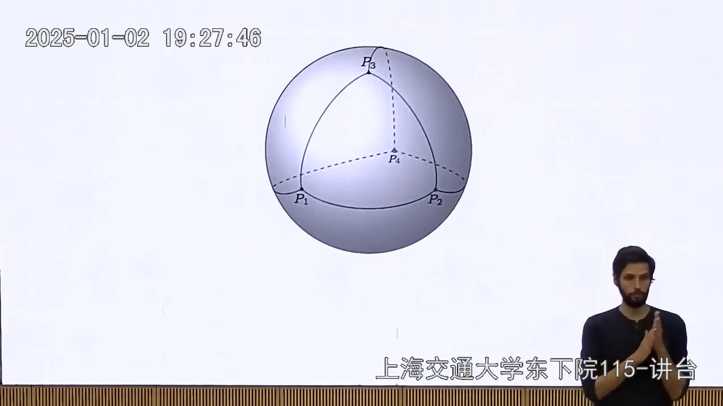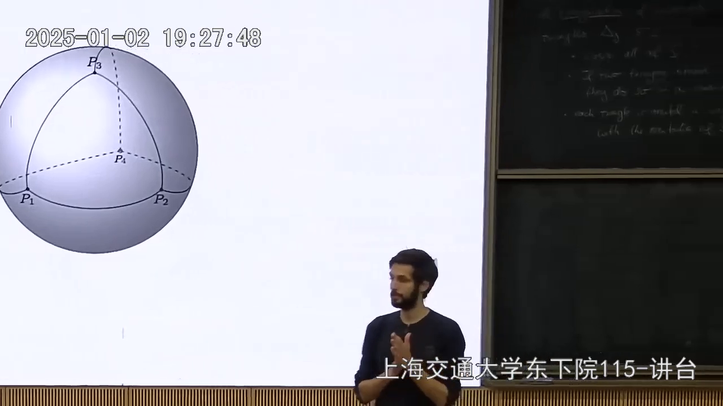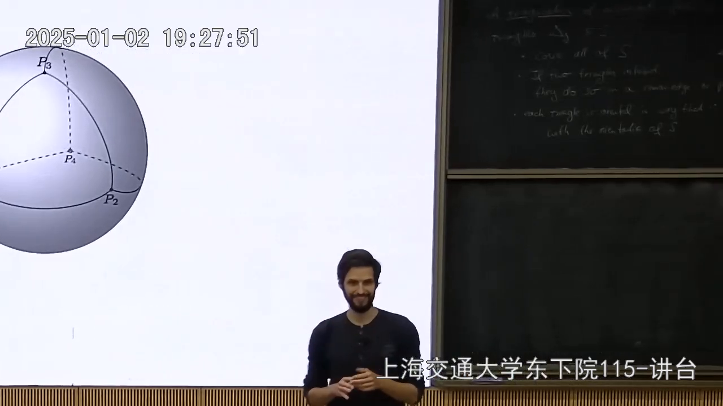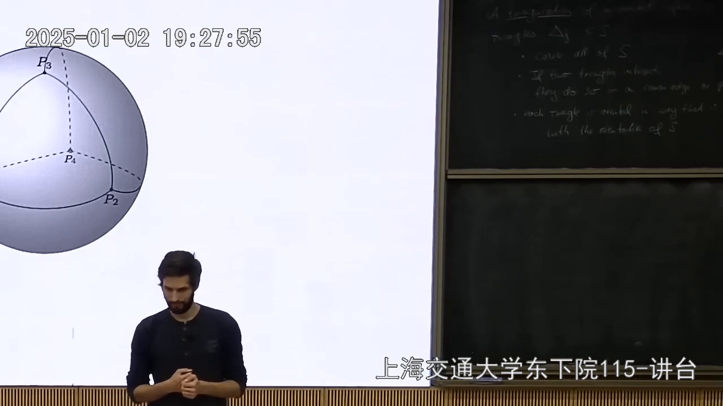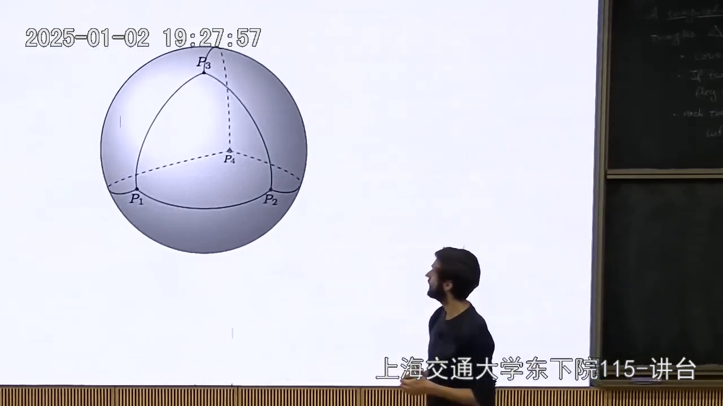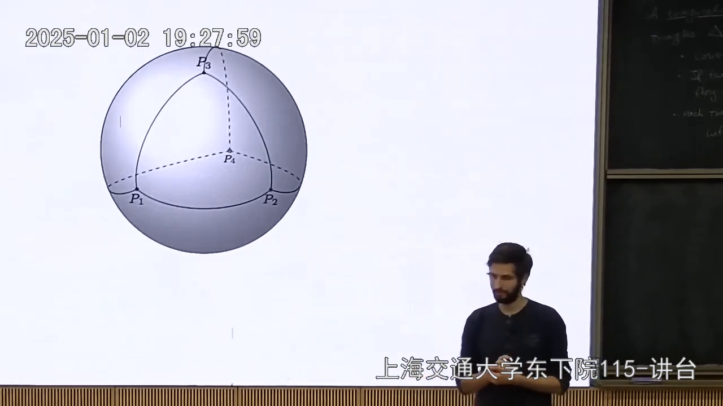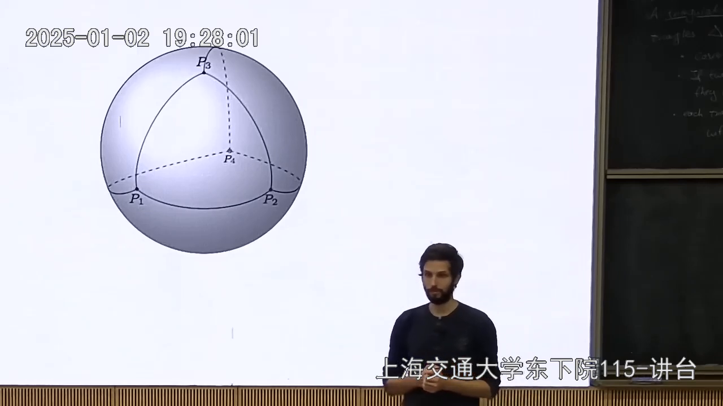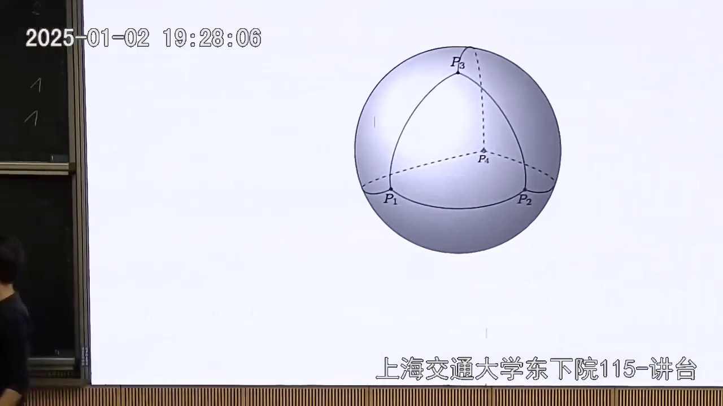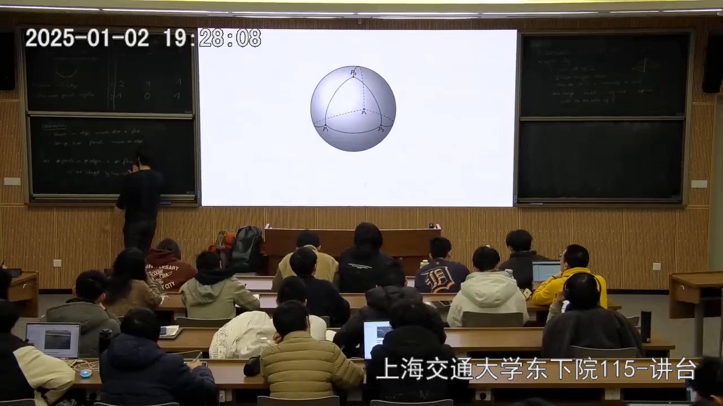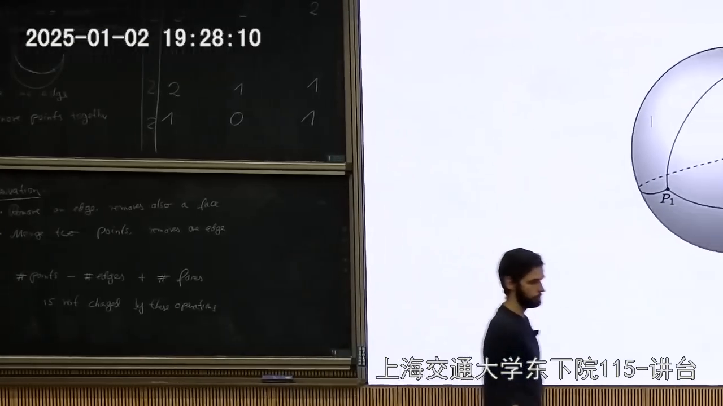Okay, how many points do we have? That's easy. 4. Okay, how many edges do we have? Yes, 6 edges. And how many faces? Yes, exactly. So in this case, what do we have for the number of points minus edges plus faces would be 2.